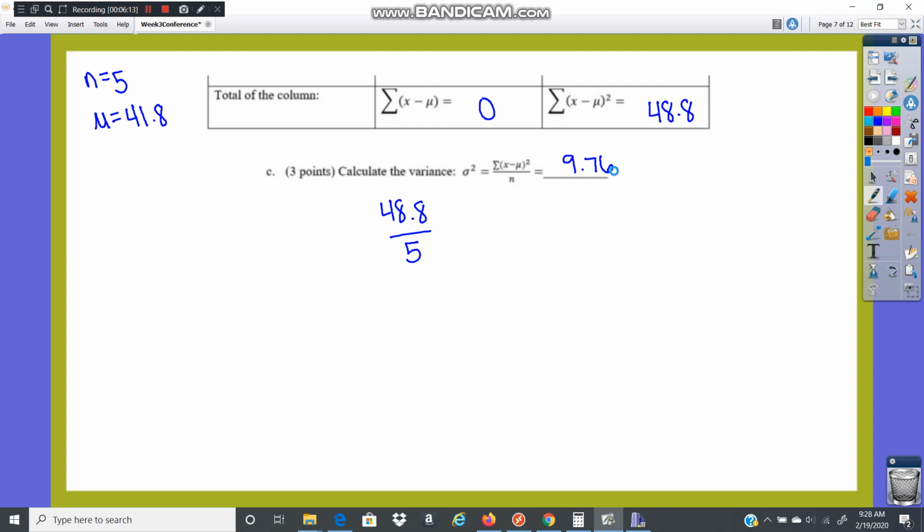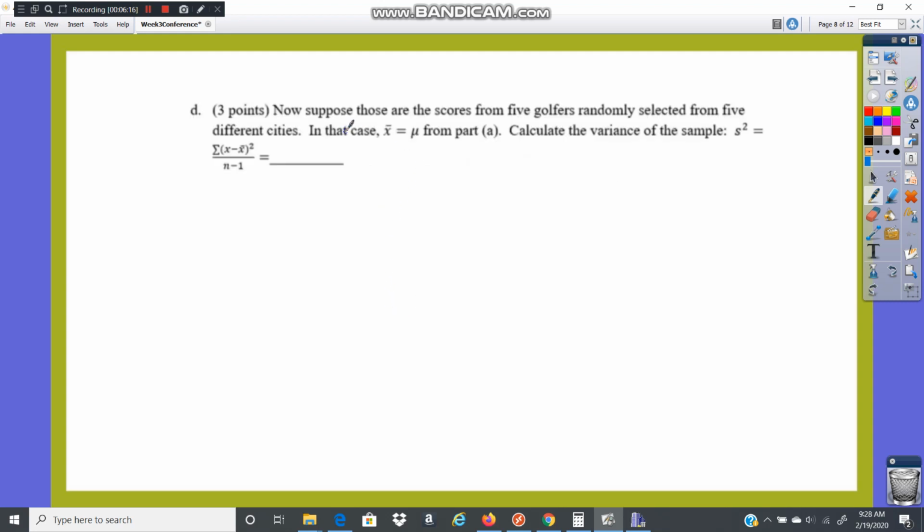All right, let's move down to our next page. Now suppose those are scores from 5 golfers, randomly selected from 5 different cities. In that case, x bar equals the mean. So this here is what I was talking about, population versus sample. X bar means that this is a sample, and mu, the mean, means this is a population. So calculate the variance of the sample. You're going to use the same calculation except you're dividing by n minus 1 as opposed to n for the population.